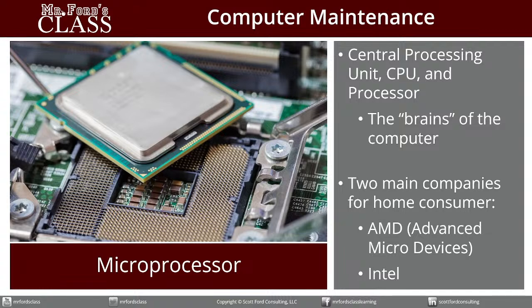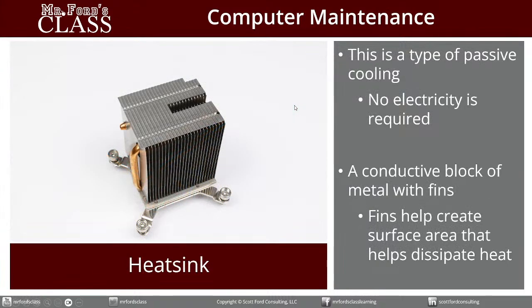And there are two main companies for home consumers. Now, there are other CPU manufacturers out there, but when you go to the store right now and you go to buy a new computer or a new motherboard or a new CPU, one of the first questions you're going to be asked is AMD or Intel. These are the two big brands of CPUs currently on the market.